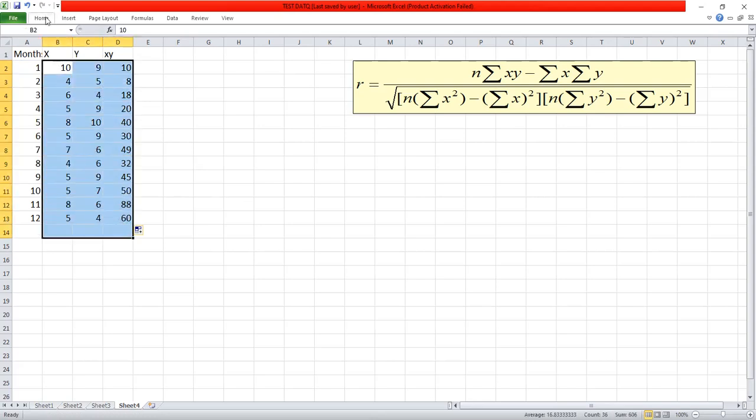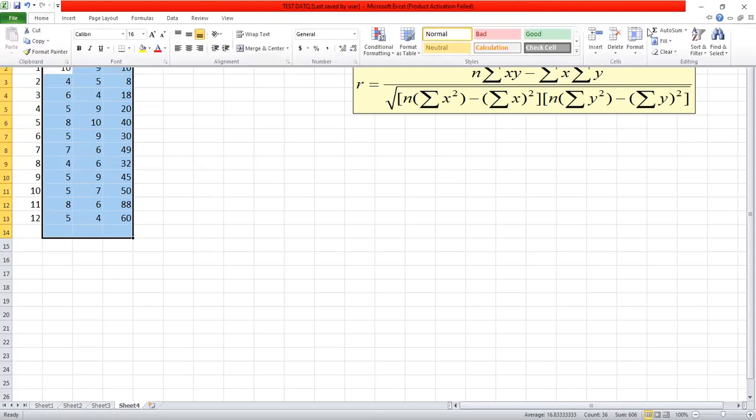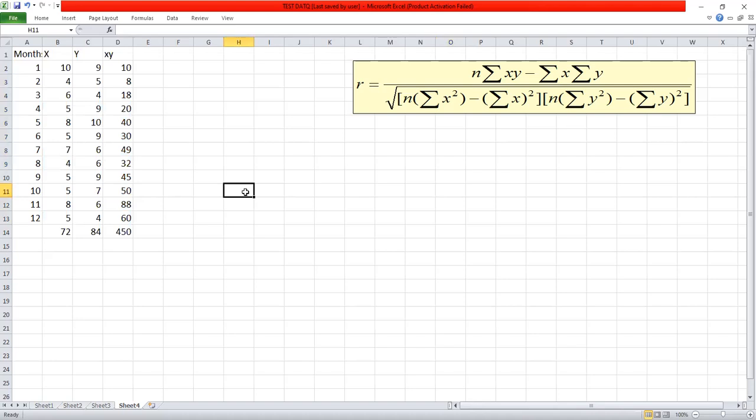The XY values: this one times that, this one here times 10. That's the value which will come here. Those are the products, then you sum them. So this one here is sigma XY. This one here is sigma X. This is sigma Y. This is sigma XY.